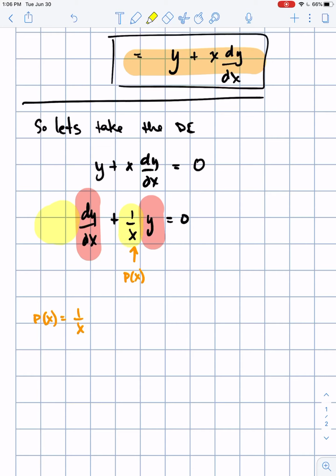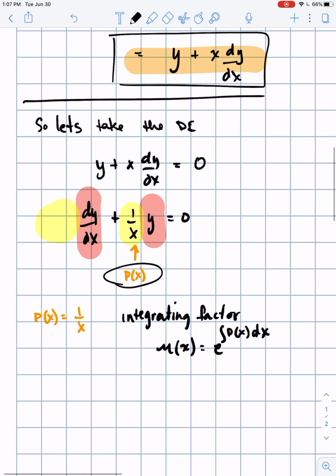Now, if you think about it, what function has the same derivative as itself? What is the function that has the same derivative as itself? We call that e to the x, that exponential function. And we use what is called the integrating factor. In your book, they use that mu notation of x. So again, a function of x, and it's going to be e to the integral of p of x dx, and that's your integrating factor.